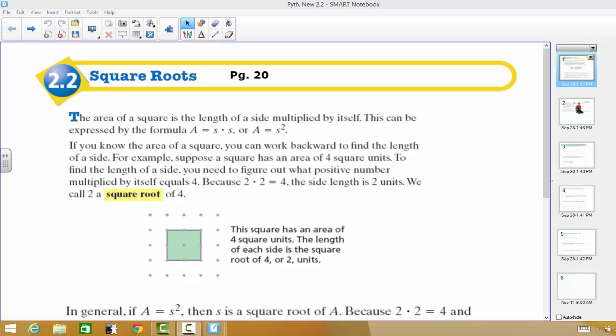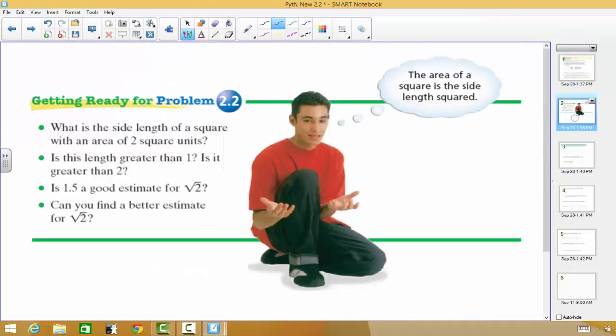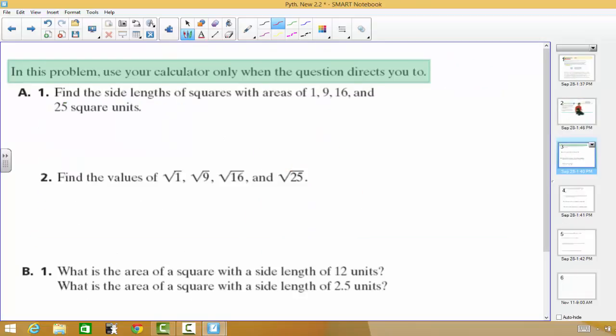Okay, you lucky 8th graders, we are now on problem 2.2. This is the next page in your packet, and your page looks like this. It says find the side lengths of the squares. We actually did this yesterday.